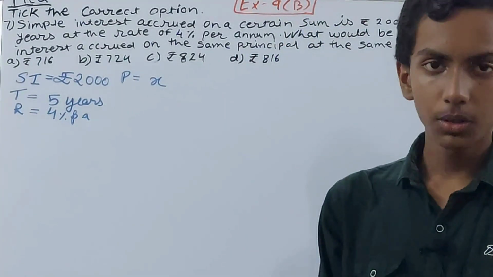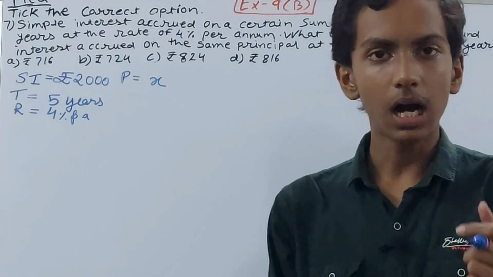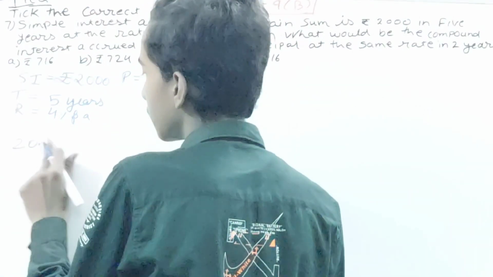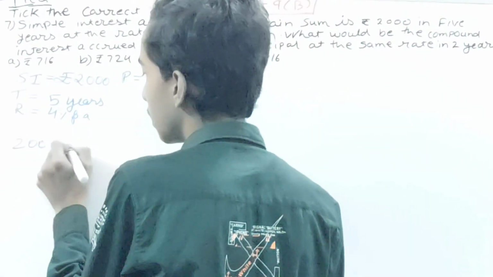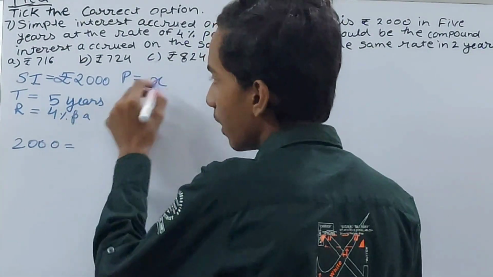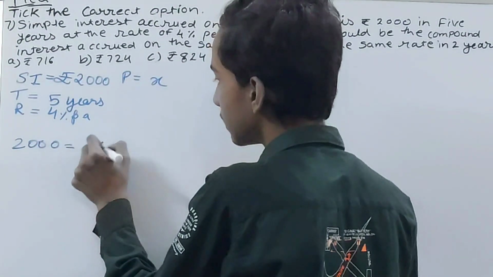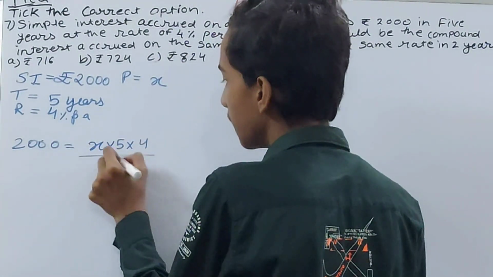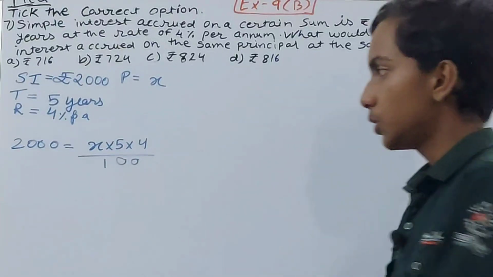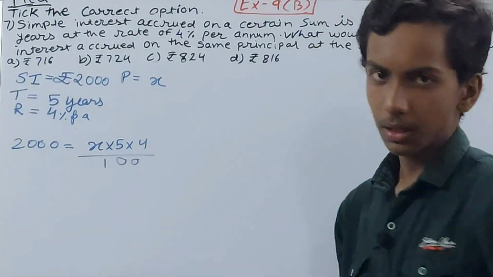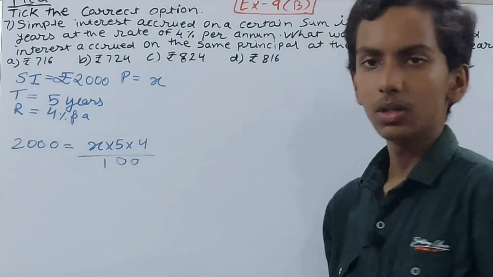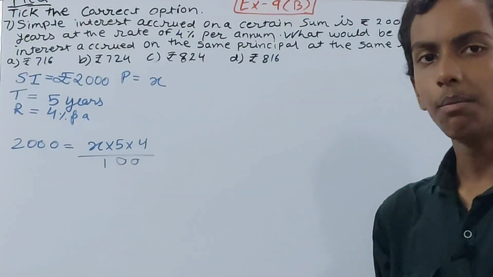Now the next step is to put this in the form of an equation. How? The simple interest we know, that is 2000. So 2000 can be written as what? I can multiply all the three values, P into R into T, x into 5 into 4 by 100. This will also be equal to 2000 only. Both are the same. But I am doing this so that I can find the value of x, which we need to find the compound interest later on.